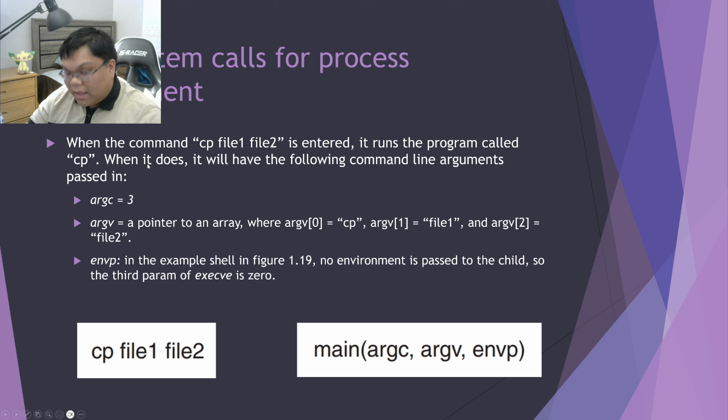Okay. So when we type in this command into the shell, it's going to run the program called cp. Well, technically, it's the child process that's going to end up running it. When it does, it's going to have the following command line arguments passed in. So argc is going to be 3, because there are 3 arguments being passed in. Even though it looks like 2 arguments in the form of file 1 and file 2, we count cp as an argument as well. Argv is a pointer to an array where argv0 is cp, argv1 is file 1, argv2 is file 2. We don't really work with envp in this case, so the third param of execve is 0.